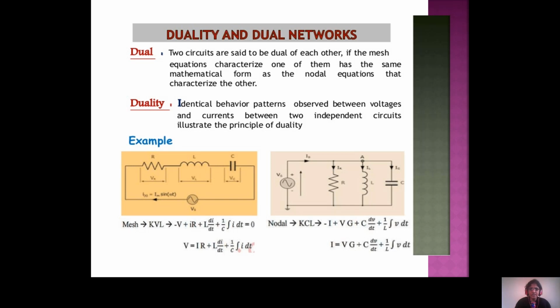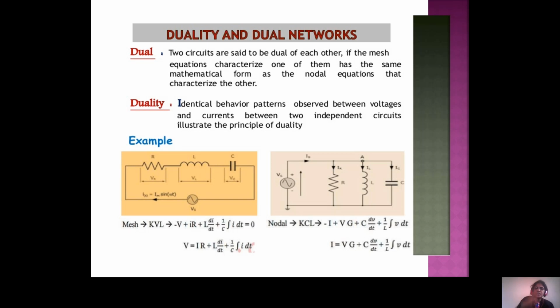So minus V plus IR plus L di by dt plus 1 by C integral of I dt is equal to 0. For the resistor, the voltage relationship is I into R. For the inductor, the voltage relationship is L di by dt. For the capacitor, the voltage relationship is 1 by C integral of I dt. So V is equal to IR plus L di by dt plus 1 by C integral of I dt. This is the actual network given.